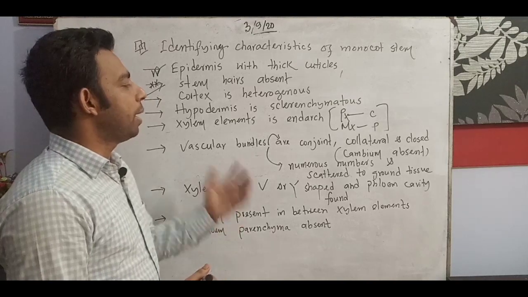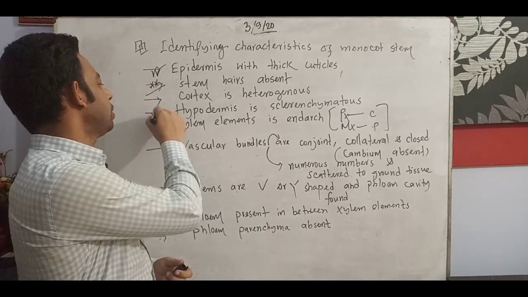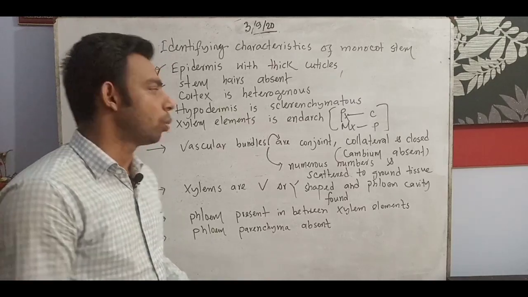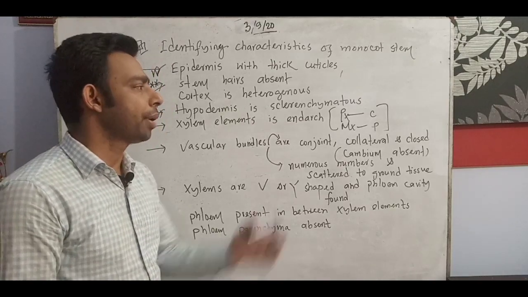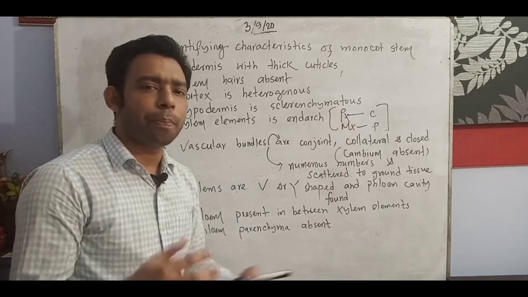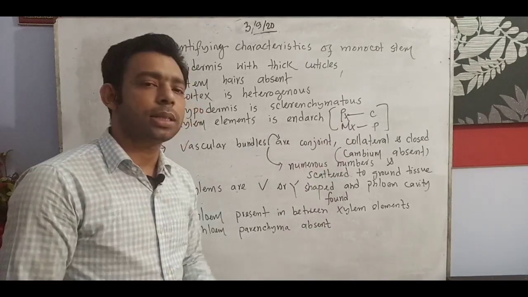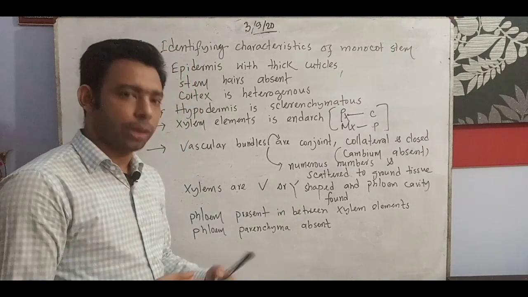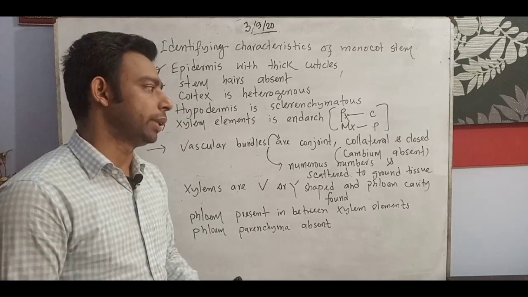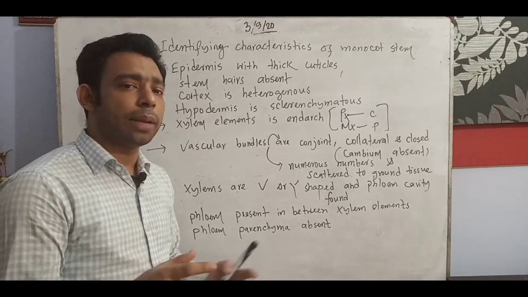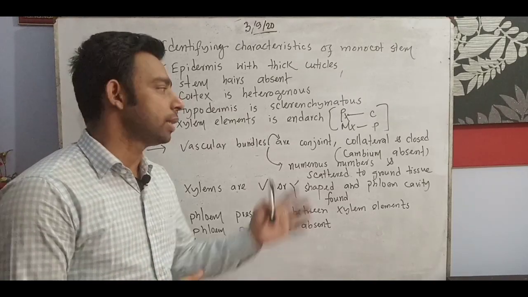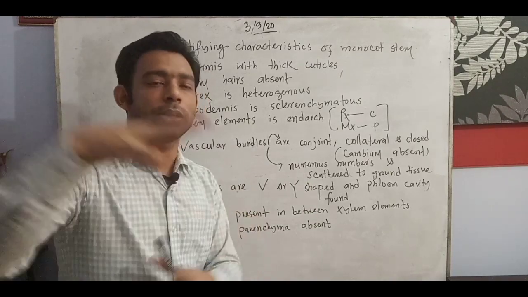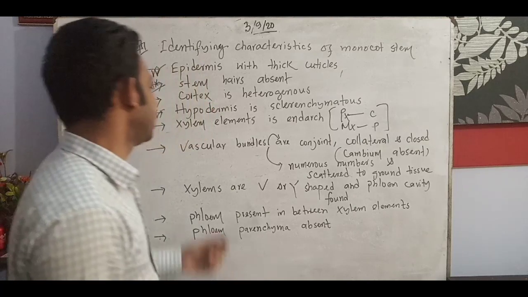And xylem elements are endarch. Why is it counted as endarch? Because protoxylem is present in the center and metaxylem is present in the periphery. Yesterday when we drew the figure, protoxylem was present in the center and metaxylem in the periphery, the circumference.